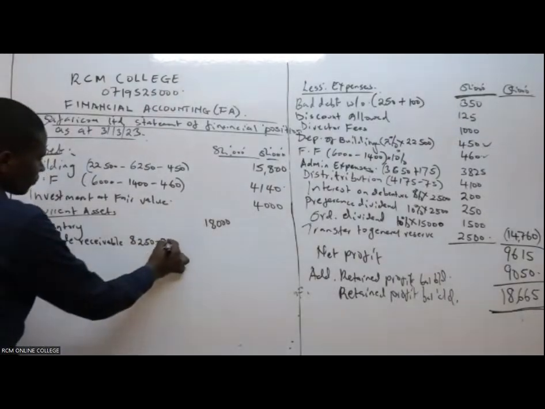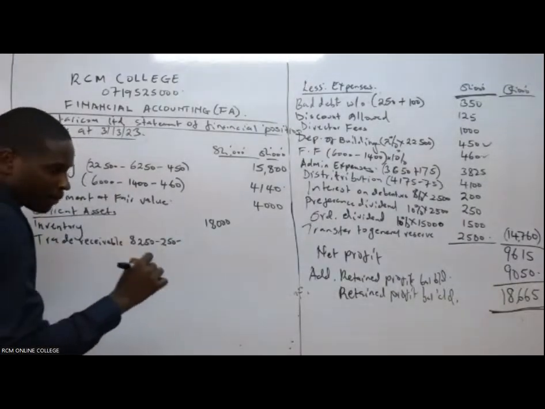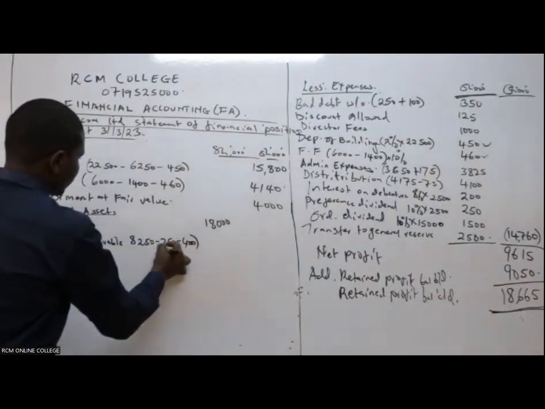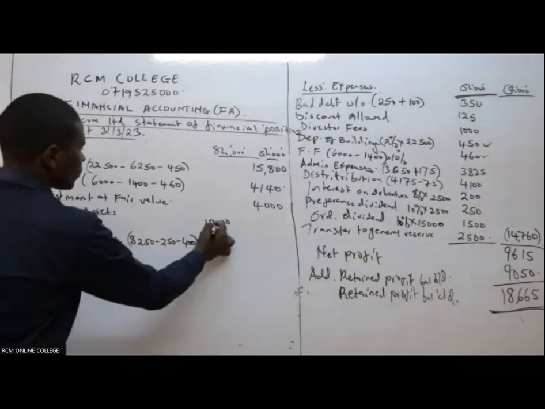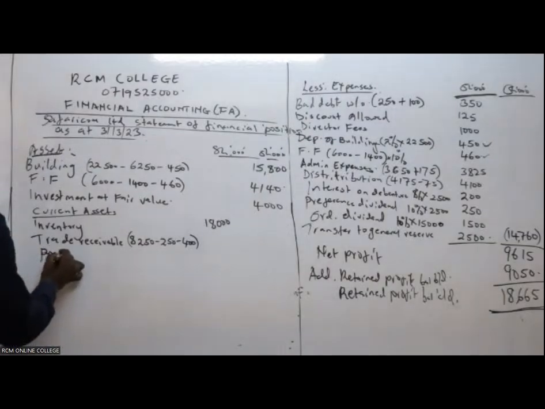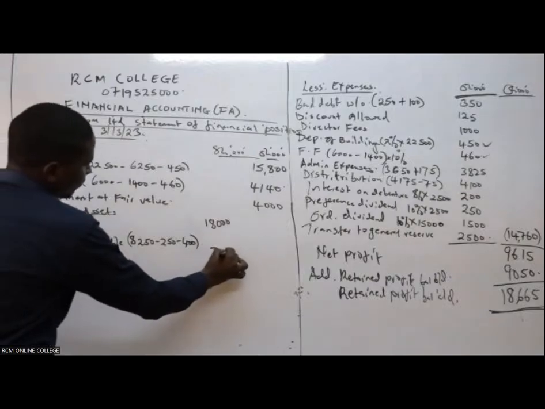Minus 250. Minus what? The allowance for doubtful debts, the 5% of 8,000. Get your value there. Then prepayment. Prepayment was 75. Can you give me this?